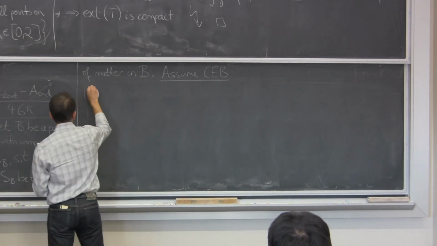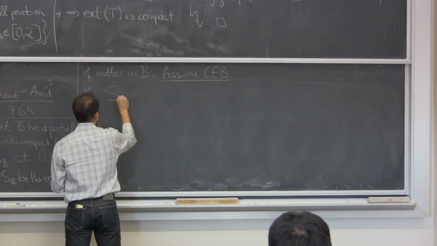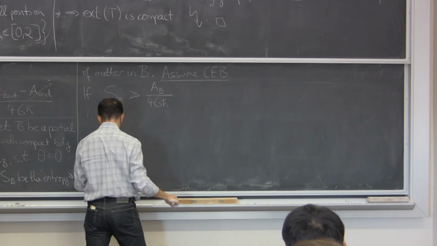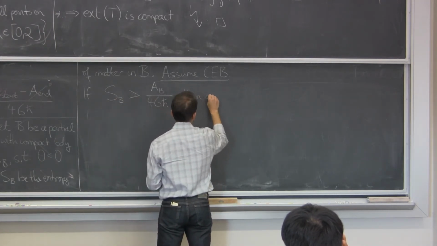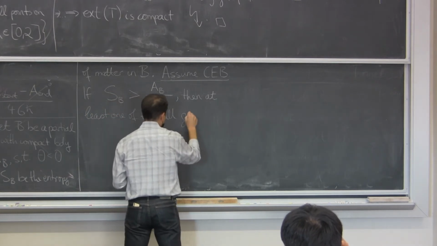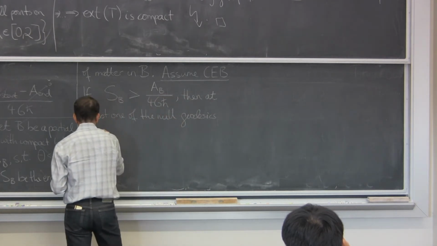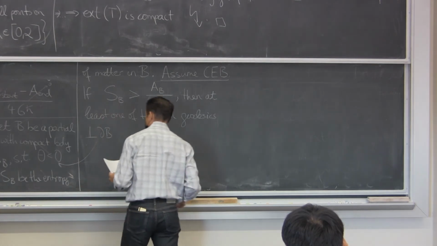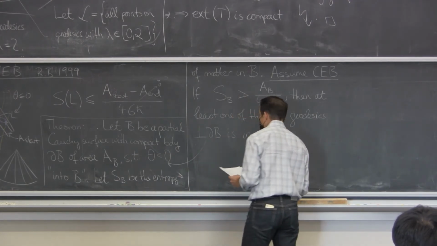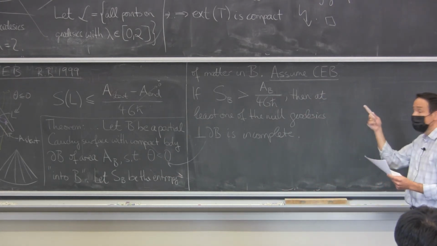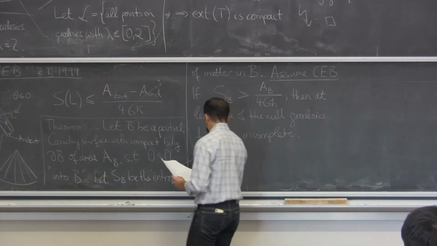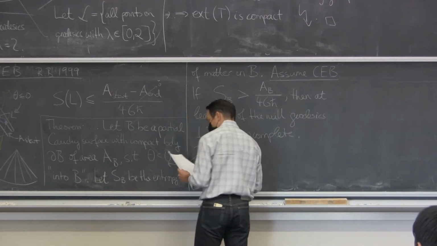Then the claim is that if the entropy in B is greater than the area in Planck units of the boundary of B, then at least one null geodesic that is orthogonal to dB in this particular direction where we're going to the inside is incomplete. And the proof is actually very simple because very few things are modified compared to the proof of the Penrose theorem. So let's just quickly write it down, and feel free to interrupt. You guys are not asking too many questions.